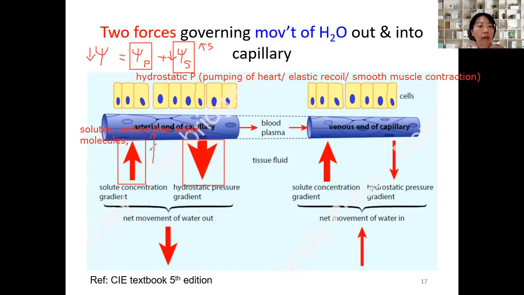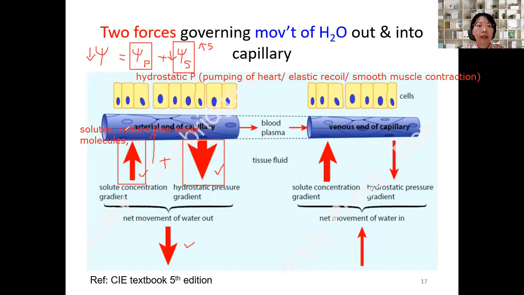So there is a force that tends to draw the water from the tissue fluid into the blood. So there are two forces acting on the blood plasma. When you add these two forces together, the overall hydrostatic pressure that pushes the water out is stronger than the solutes that tend to draw the water backwards. Therefore, there's a net movement of water out from the blood vessel.